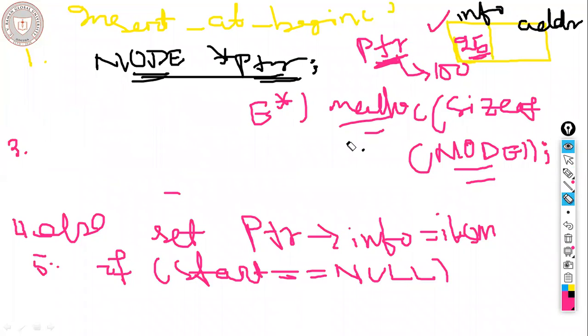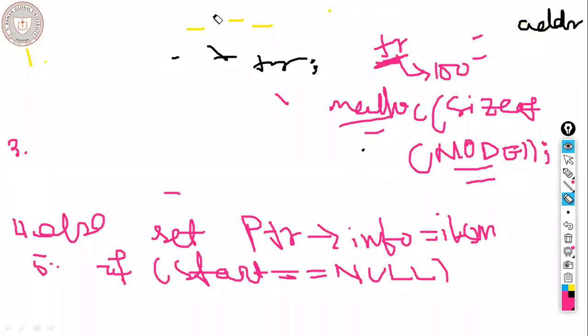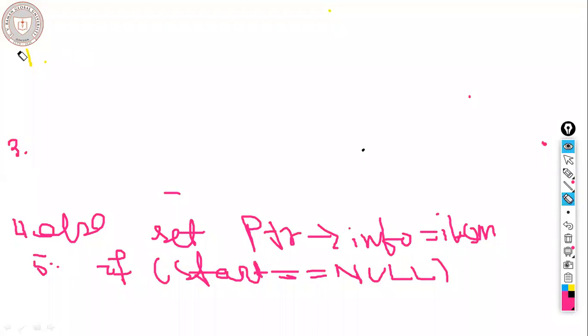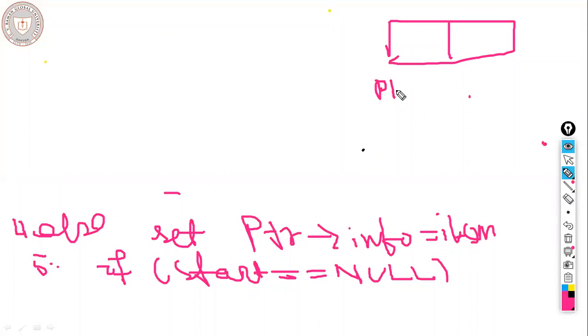Any doubt? Yes, ma'am. If start equal to null, that means up to step number 4, one node is created. Listen again, one node is created. The name of the node is ptr and the value of ptr equal to 100, because the initial address of the first byte equal to 100.